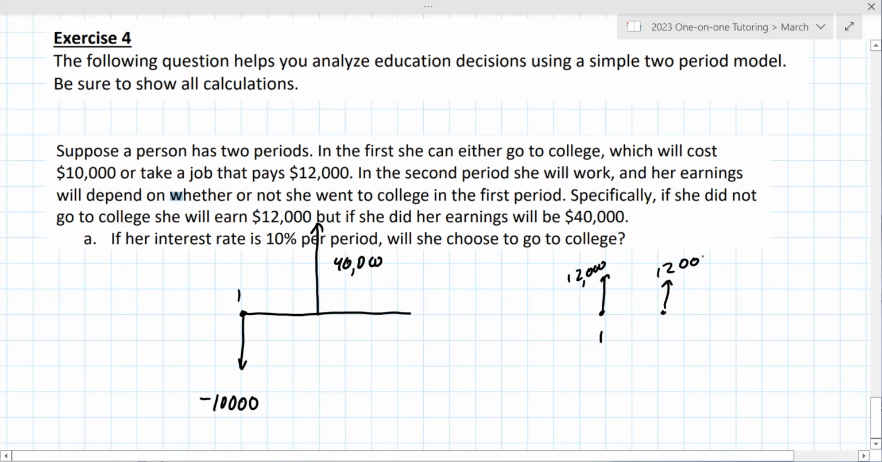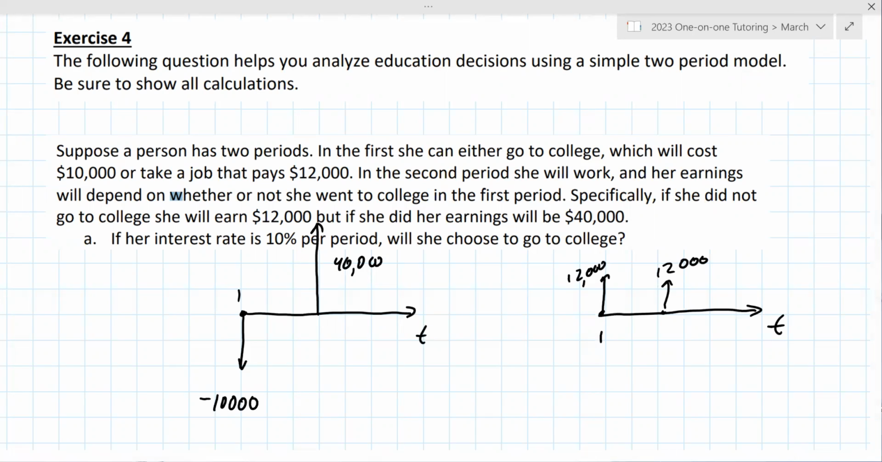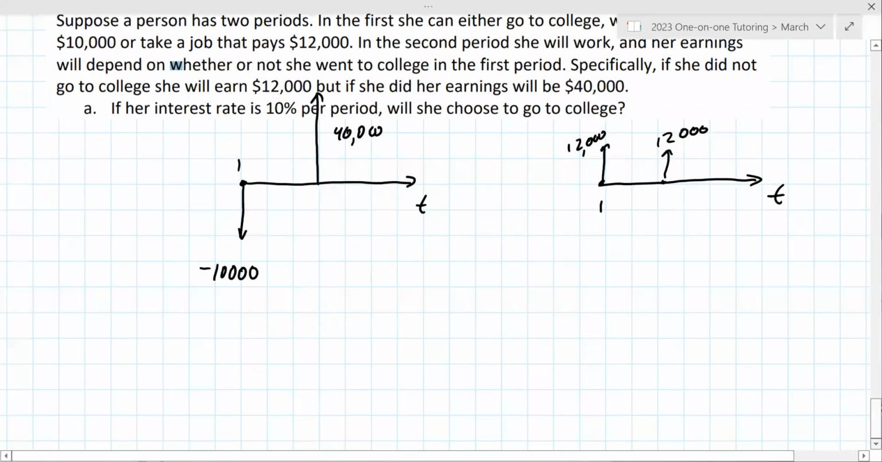So these arrows are meant to indicate what your positives and negatives. And then this is T, and this is all from finance, by the way. So in terms of how to do this, you choose one option or the other. So let's do option 1, which is the college route.